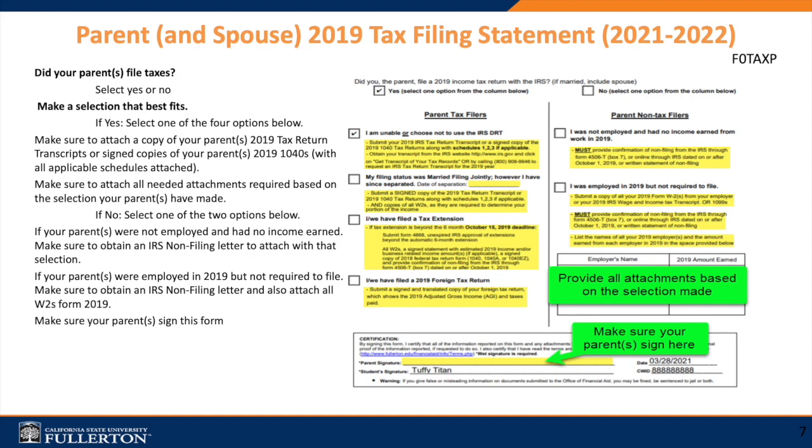If the parents did not file taxes for the 2019 year, then the parent would make one of 2 selections on the right-hand side, and again, reading the instructions below it to know which documents to provide. And as always, make sure that there is a parent signature at the bottom as well as a student's name.